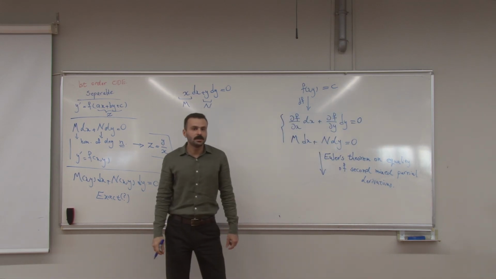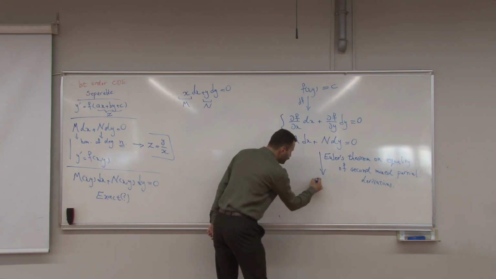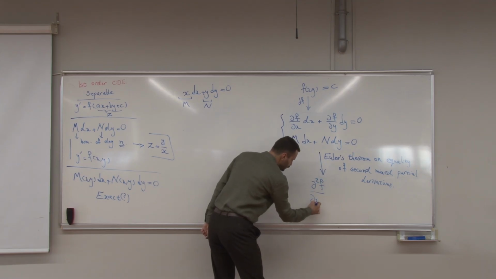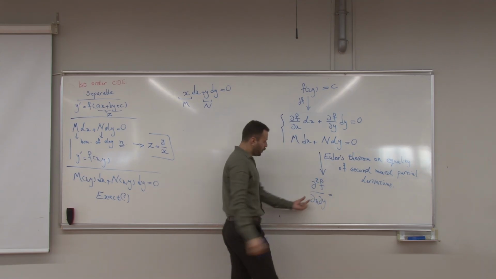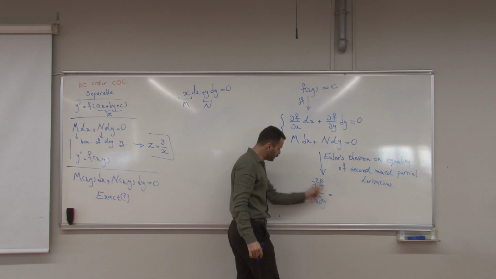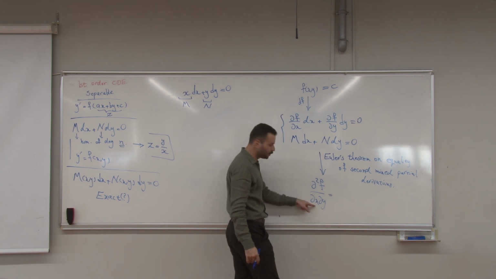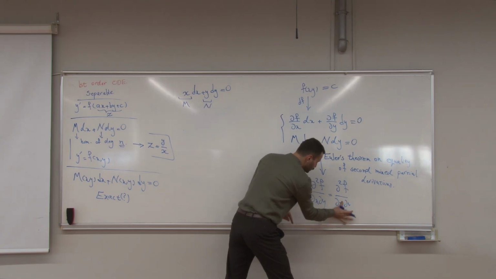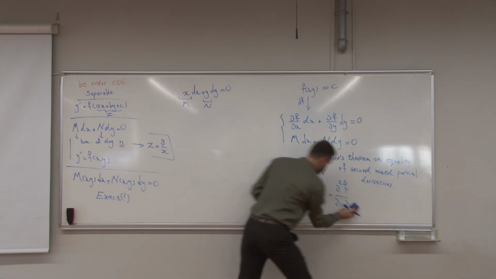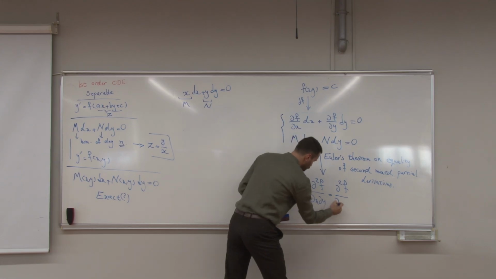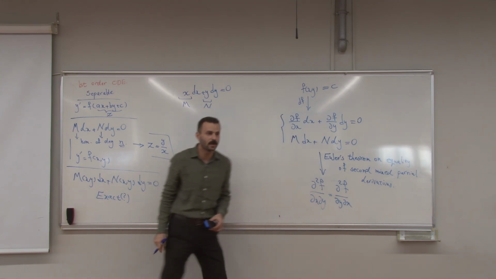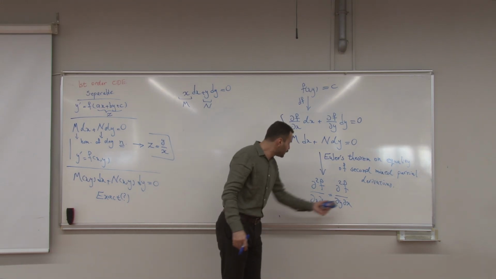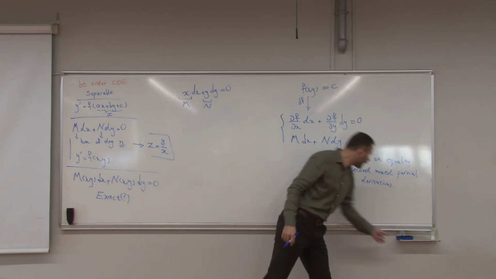What does this say? It is saying that if you have a function, its mixed partial derivative, first taking the derivative with respect to y, then taking the partial derivative with respect to x, is going to be equal to first taking it with respect to x, then with respect to y. Okay? These are going to be equal. This is Euler's theorem actually.